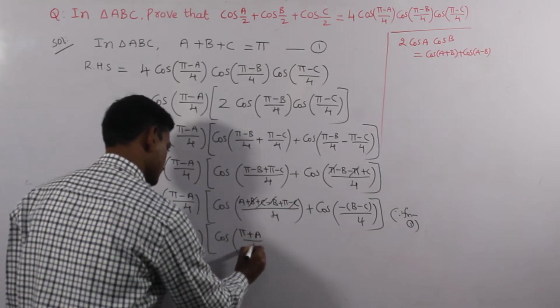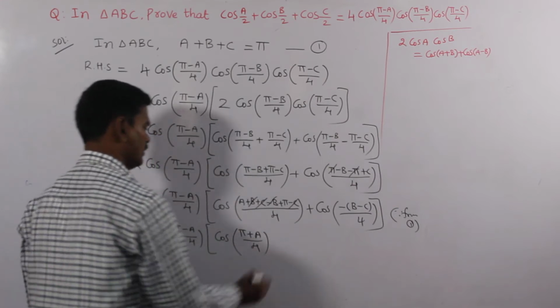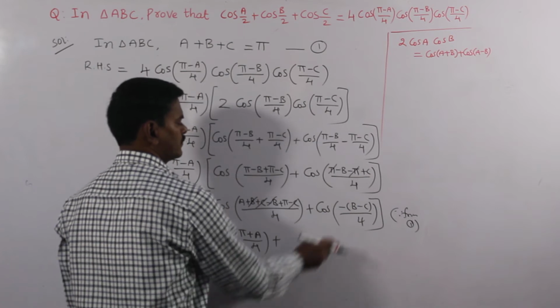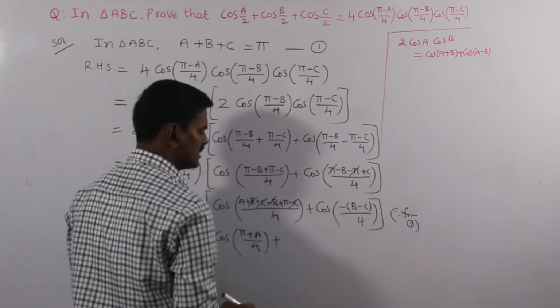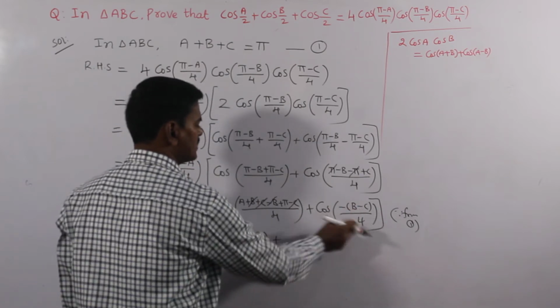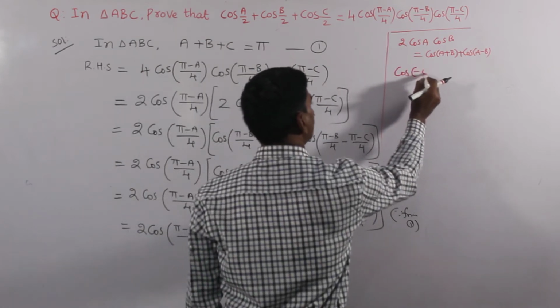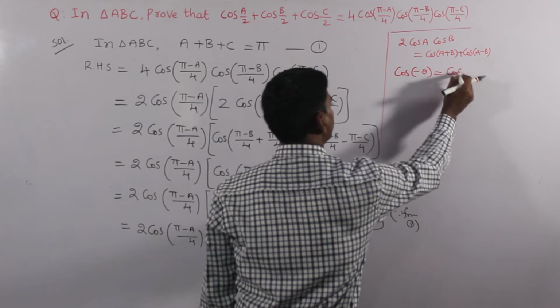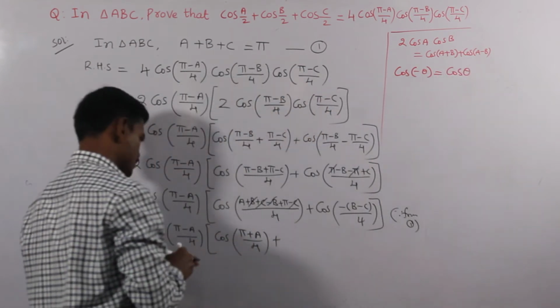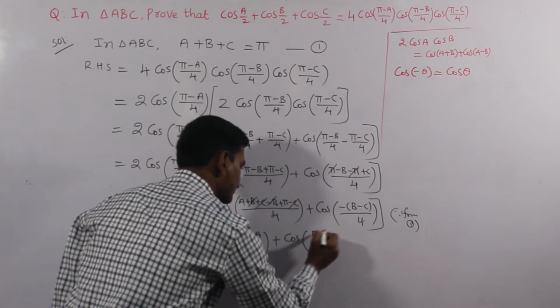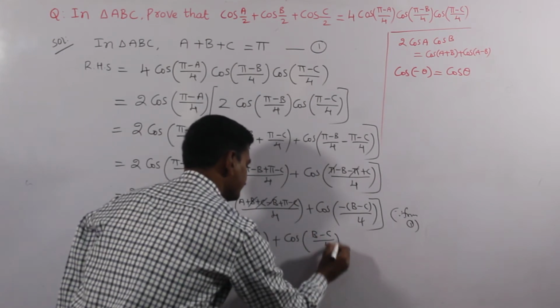Better to write cos of (pi plus a) by 4, plus cos of minus theta. If you assume (b minus c) by 4 as theta, it looks like cos of minus theta. Cos of minus theta formula gives cos theta. So this can be written as cos theta. Theta is what? (b minus c) by 4.